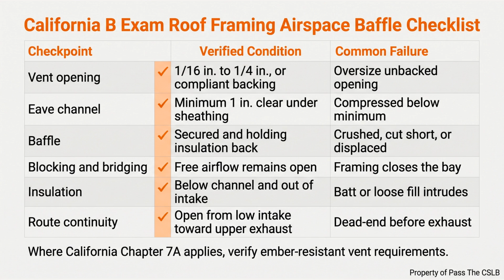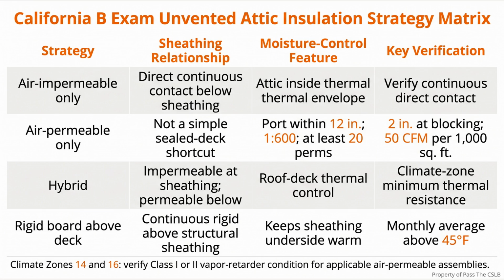An unvented attic uses a different strategy. I do not describe it as a vented attic with the vents forgotten. It is a separate moisture control assembly that moves the thermal boundary to the roof deck and keeps the attic within the building thermal envelope. The basic cited pathway uses air impermeable insulation applied in direct and continuous contact with the underside of the structural roof sheathing. Direct contact matters because the insulation and air control layer are intended to stop interior air from reaching a cold concealed surface behind the insulation.